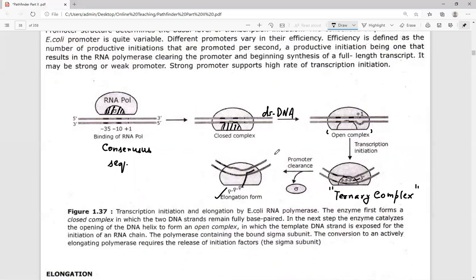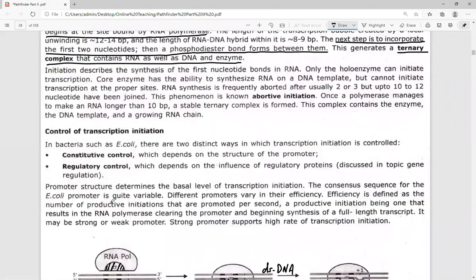Now, the process of abortive initiation is going to take place. I have just described the same in the animation. There would be fragments of the RNA molecule being biosynthesized that would be expelled outside. Only the holoenzyme can initiate the transcription.